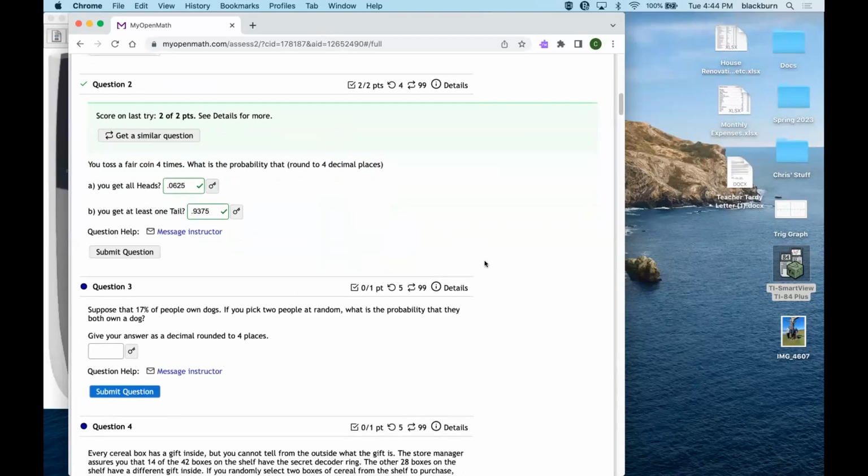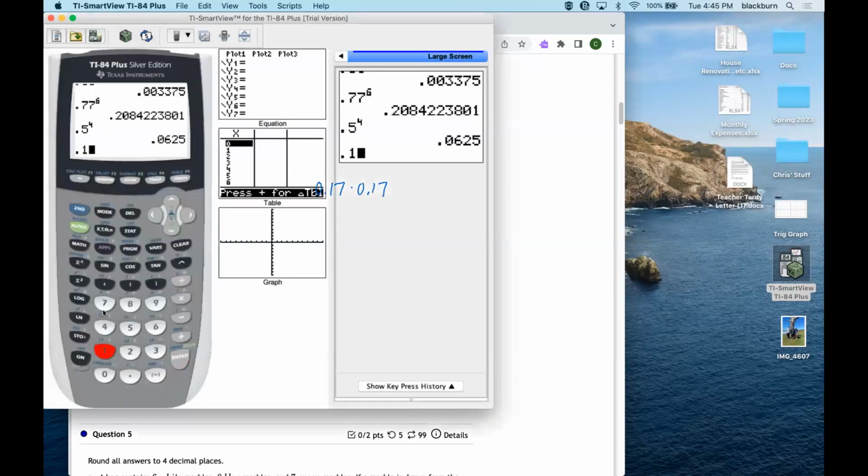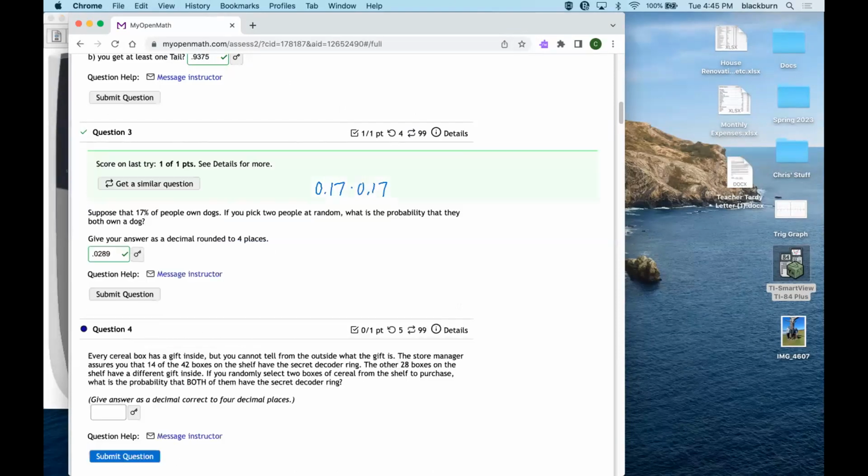All right, number 3. Suppose that 17% of people own dogs. If you pick 2 people at random, what's the probability that they both own a dog? So in that case, it's 0.17 for the first person times 0.17 for the second person. Let's do that in our calculator. Basically, it's 0.17 squared, so 0.0289. So if you pick 2 people at random, 2.89% of the time, both of them will be dog owners, according to this scenario.